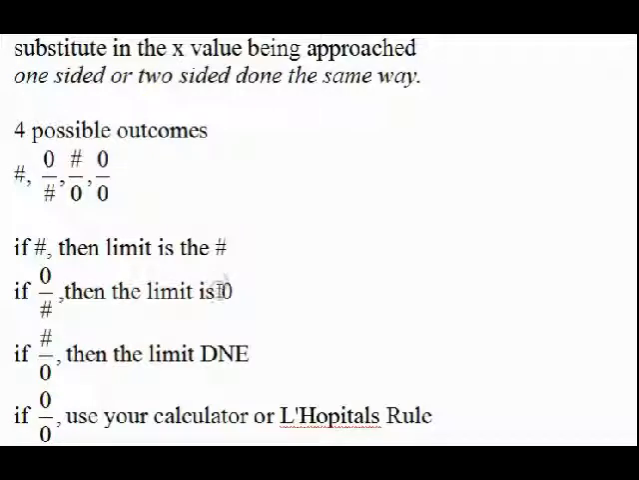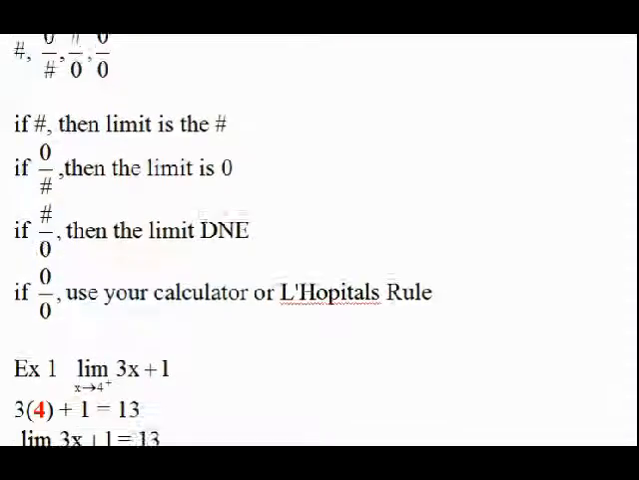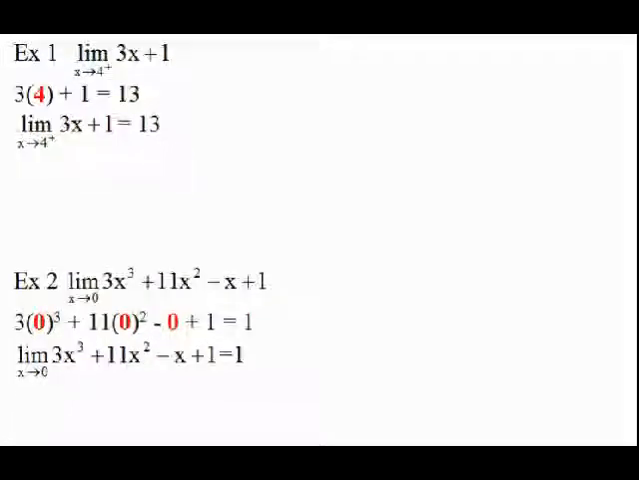If you get a number, then that's the limit. If you get 0, that's the limit. If you get this other one, number over 0, you get does not exist for the limit. Now this one, 0 over 0, we're going to use a calculator. In about 3 weeks from now, you're going to learn L'Hopital's rule.